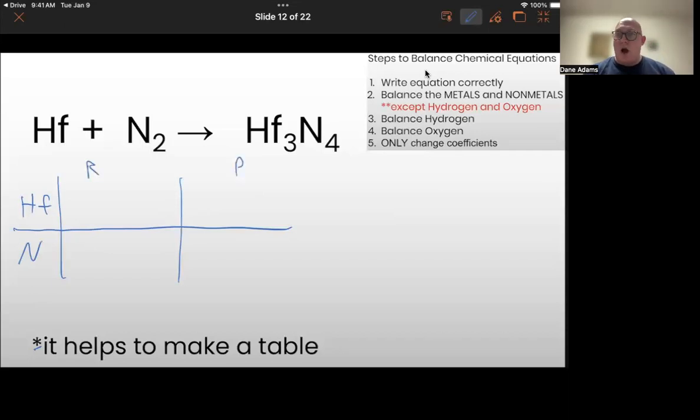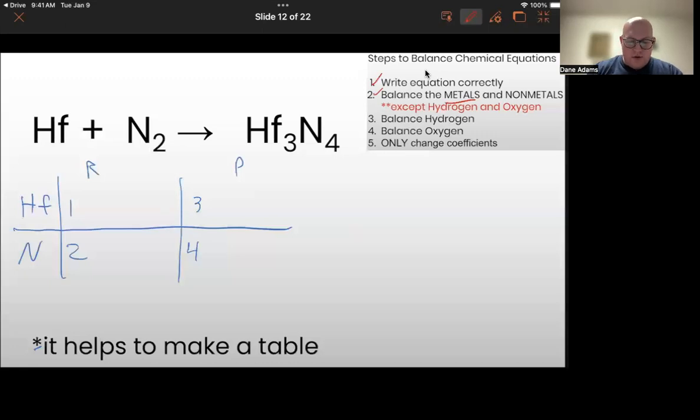And all we're going to do is count. On the reactant side, I've got 1 hafnium. On the product side, I have 3. I have 2 nitrogens on the reactant side and 4 on the product side. Clearly everything is unbalanced. I've got some work to do. I like the table because as I start changing coefficients, I can change the table just to make sure I'm headed in the right direction. So my rules say after step 1 and step 2, I want to balance the metals first, and hafnium in this case is the metal.